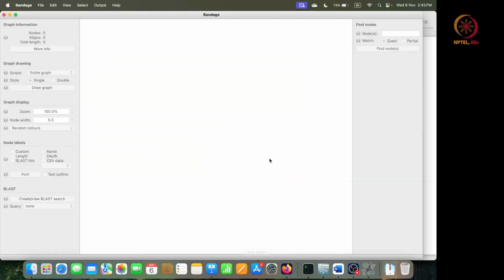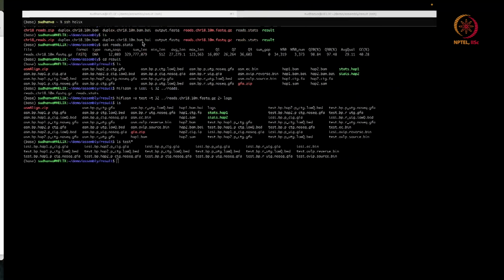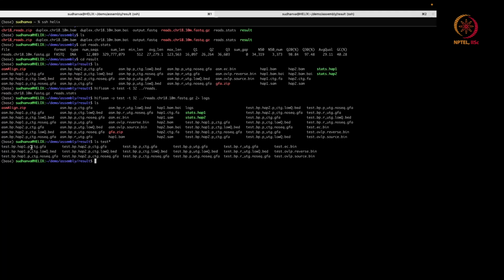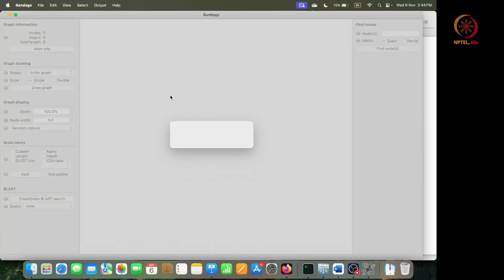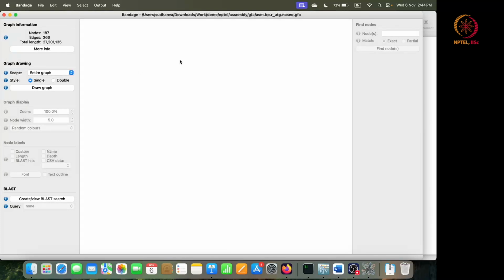Let us open Bandage and load a graph. So first of all, what we will do is load these graphs. We will store these graphs in our system, and then we will load them one by one into Bandage. I will be using the GFA files that I have generated beforehand. So I am first loading the raw unitig graph.